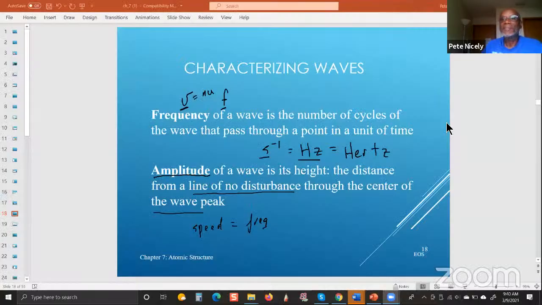To the frequency. We can't see your screen. Oh, I'm sorry. I keep forgetting. My bad. Let me share my screen. Hold on. Okay, can you see my screen now?